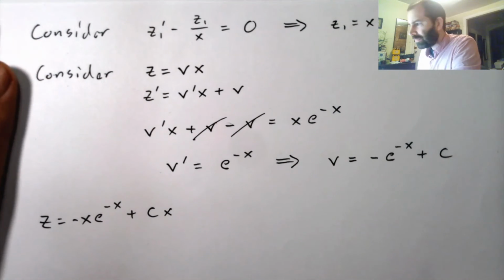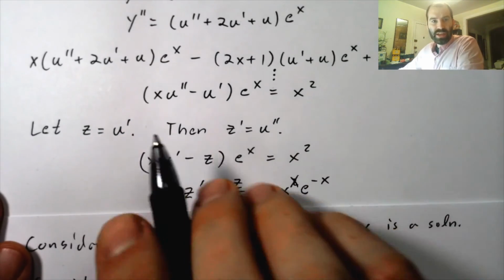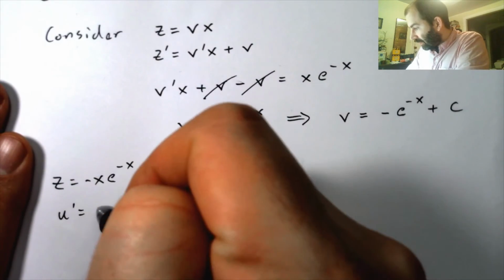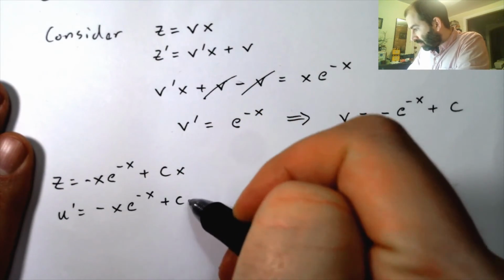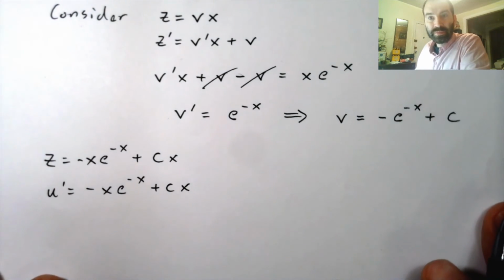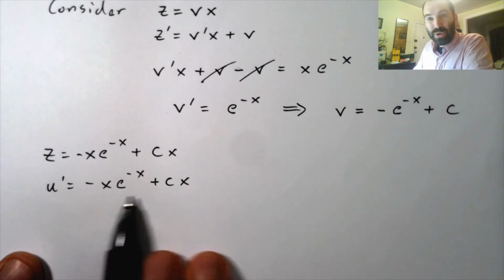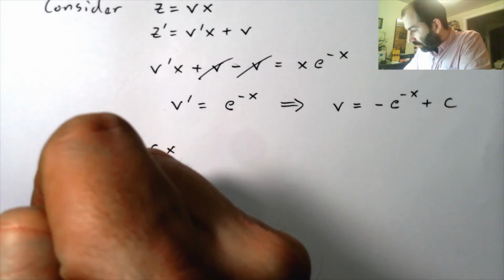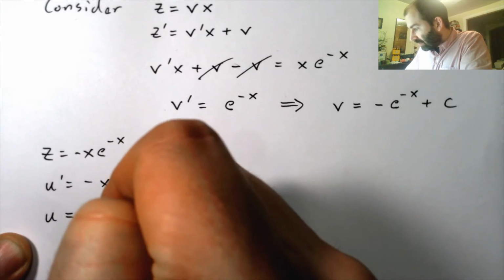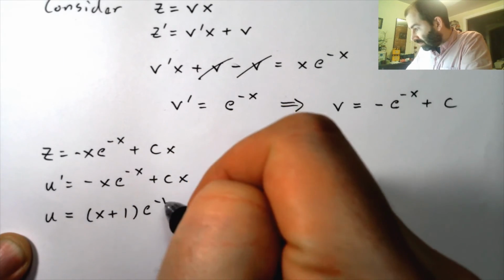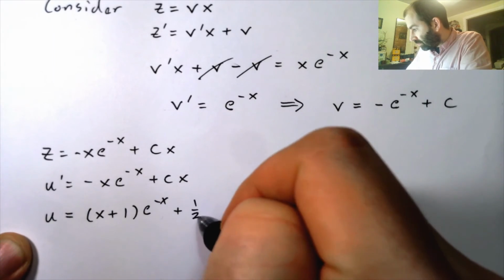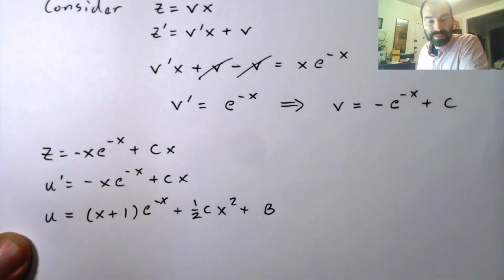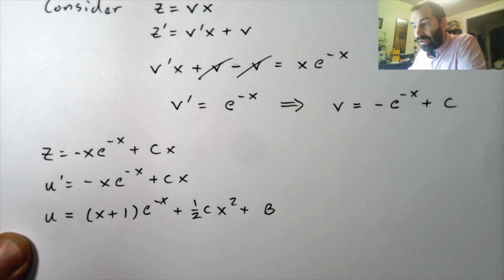Okay, but what was z? Well, if we recall, z was u prime. Okay, so that means that u prime is equal to this. Okay, so I lied. There is one more differential equation. We have to resolve this now. Okay, so if u prime is this, what's u? Well, do a little bit of anti-differentiation here, and you'll see that we get this. Okay, now we got u.